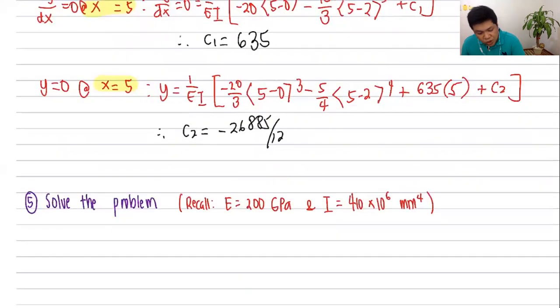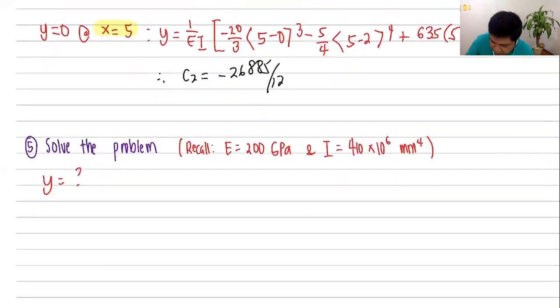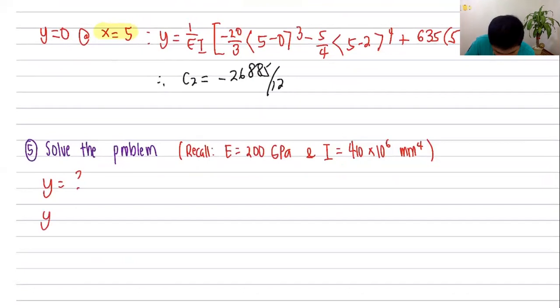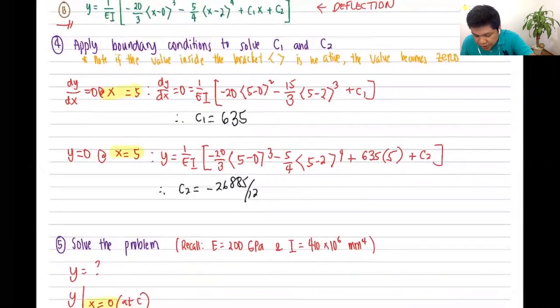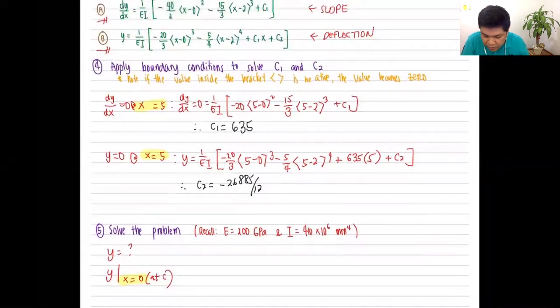I can now solve the problem. I can now solve for y. So what is y? I'm solving y at x is equal to the free end. So the free end is actually where x is equal to, in this scenario, 0, at the origin. So I'll just substitute x equals 0 in equation B still. So still in equation B right here. So let's just substitute everything.